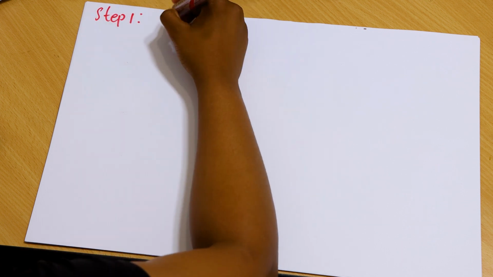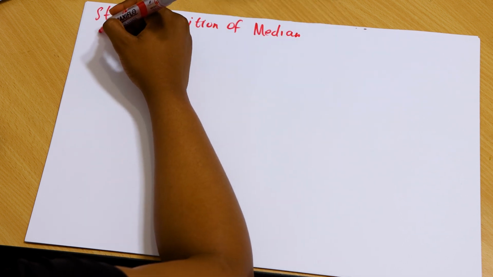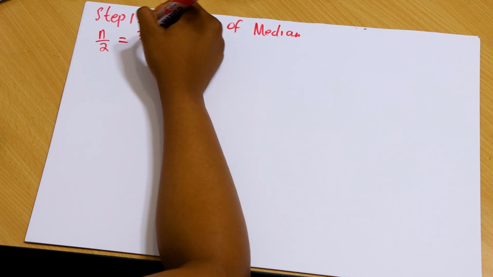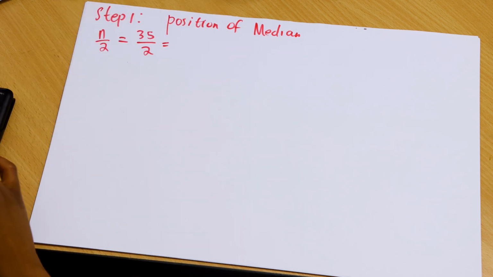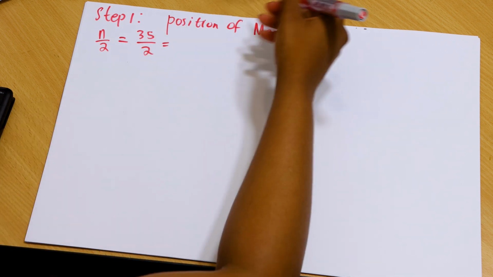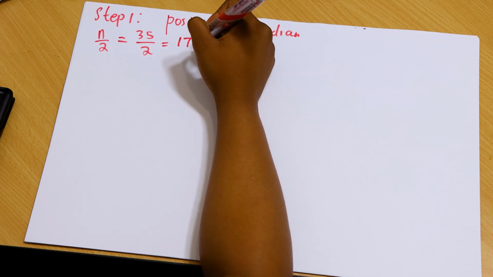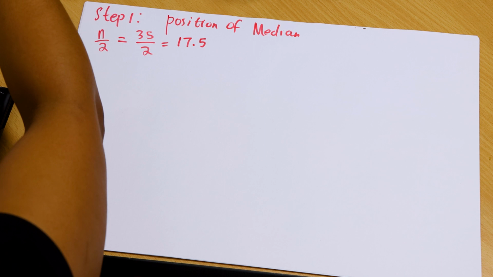In order for us to find the position of the median, it's given by n over 2, whereby n is the sample size. So the position is going to be 35 divided by 2, which is 17.5. Right, so how do we find the interval if we know that the position is 17.5? We find that using the cumulative frequency.